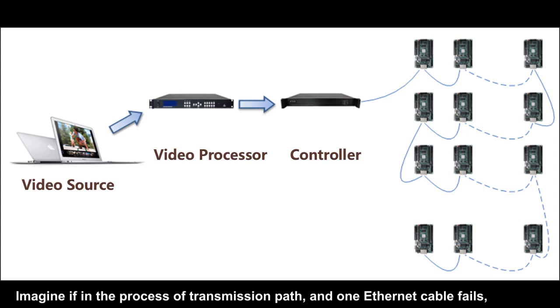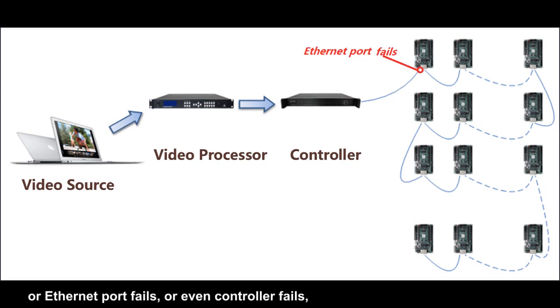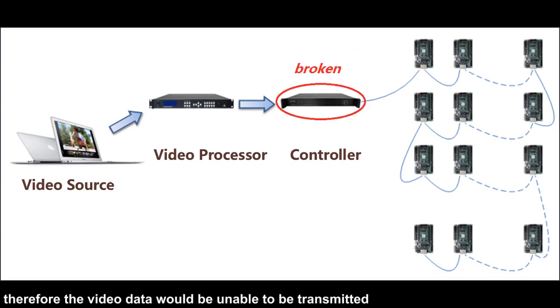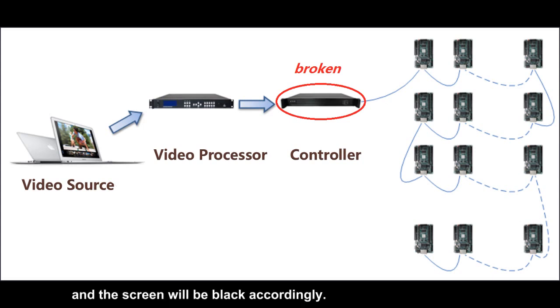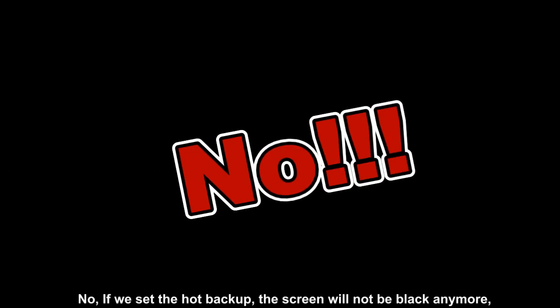Imagine if, in the transmission path, the Ethernet cable fails, or the Ethernet port fails, or even the controller fails. Then the video data will be unable to be transmitted, and the screen will go black accordingly. But will the screen really go black? No. If we set the hub backup, the screen will not go black anymore. The video data transmission will be clear.